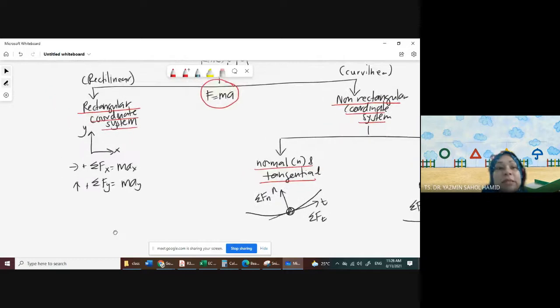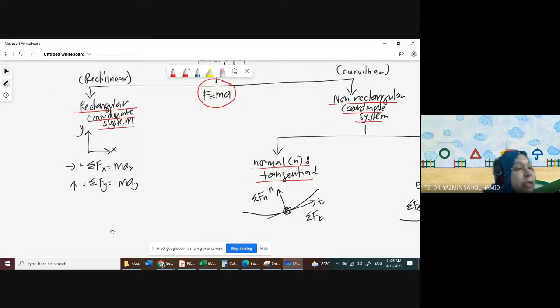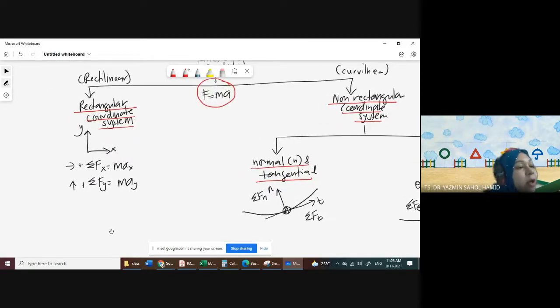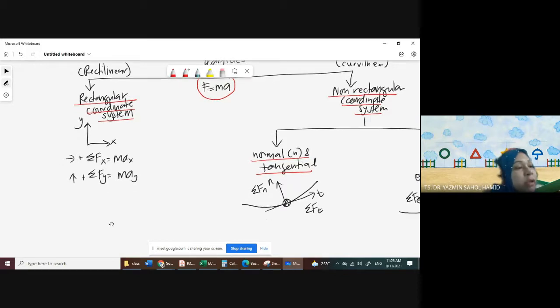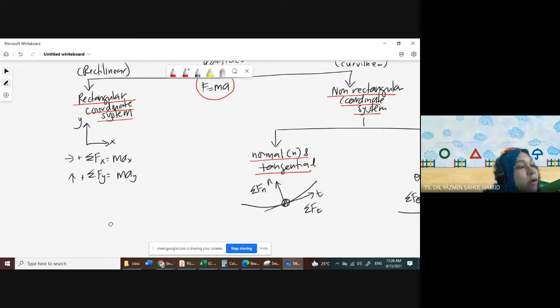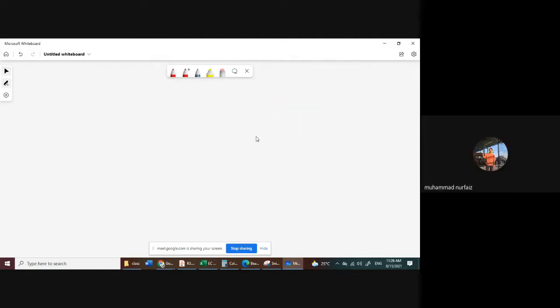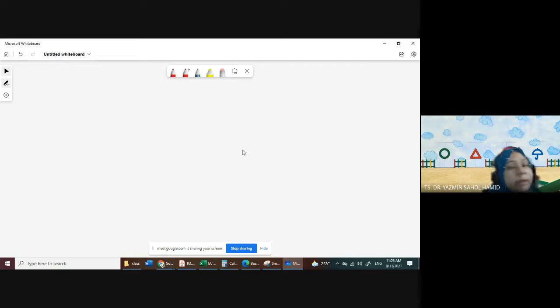So for today's class, we're going to use Newton's second law for the rectangular coordinate system, resolving the motion in that system. Okay, are you ready? Ready? Okay, ready. Wait a moment, where are my notes?